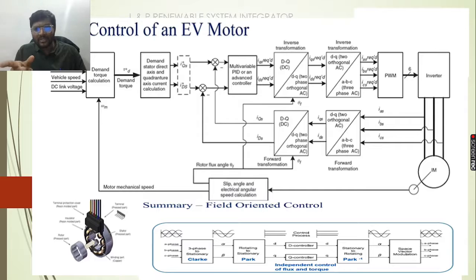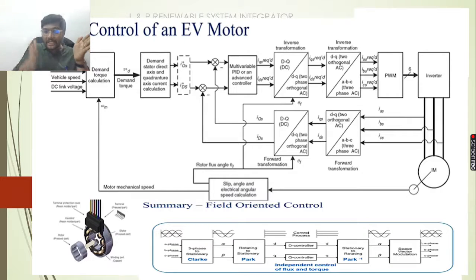In the inverse transformations, what is happening? DC will be converted to AC, and again AC will be converted to 3-phase AC. Whereas in the forward transformation, DC will be converted to 2-phase orthogonal AC, and those 2-phase orthogonal AC will be converted to 3-phase AC, which will be provided to run the induction motor. We have pulse width modulation and inverters also for better running of the induction motors. From 3-phase to stationary, we are using the Clarke method, and with the help of the Park method, we are converting rotating to stationary.